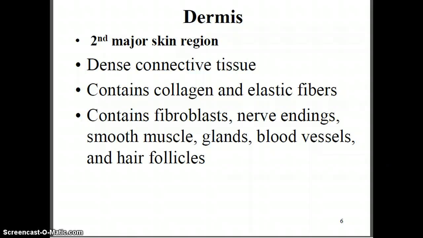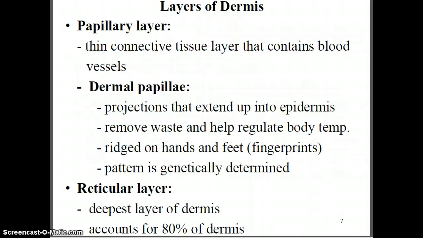Our skin also contains fibroblasts, which produce the new fibers, nerve endings, smooth muscle, glands, blood vessels, and hair follicles. All right, the layers of the dermis, the papillary layer, which you saw is kind of those finger-like projections. We saw that as I showed you the connection between the dermis and the epidermis.